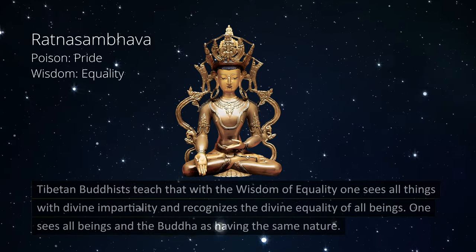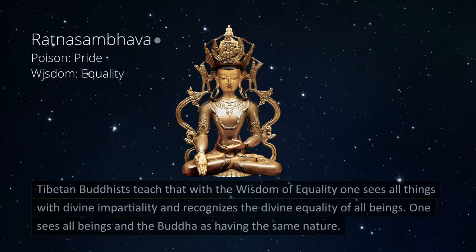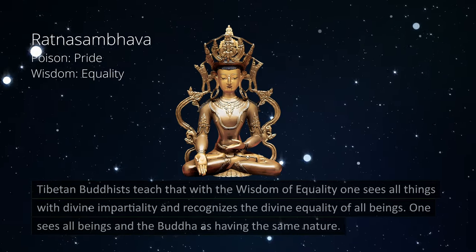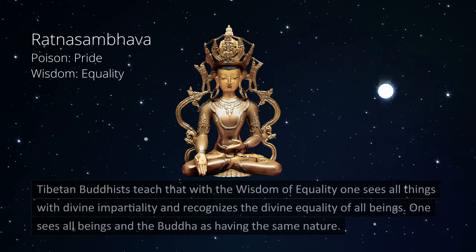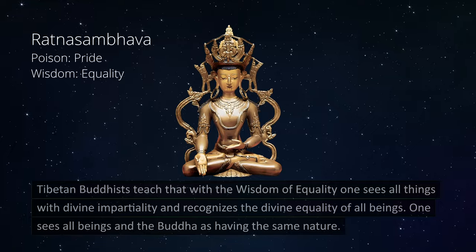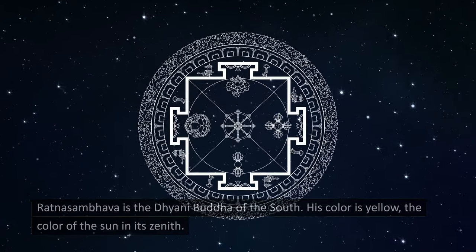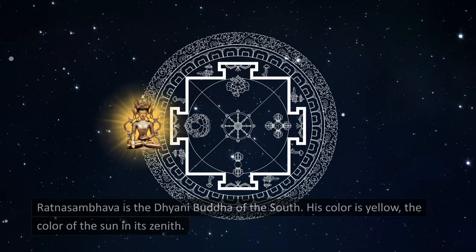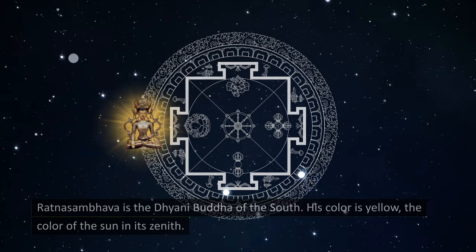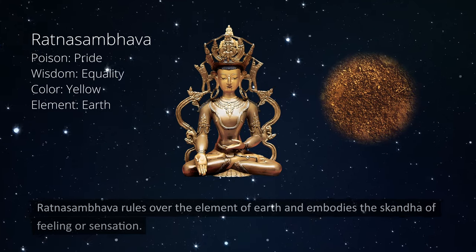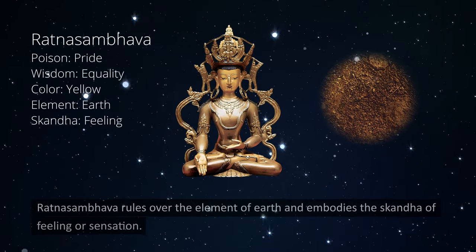Tibetan Buddhists teach that with the wisdom of equality, one sees all things with divine impartiality and recognizes the divine equality of all beings. One sees all beings and the Buddha as having the same nature. Ratnasambhava is the Dhyani Buddha of the south. His color is yellow, the color of the sun in its zenith. Ratnasambhava rules over the element of earth and embodies the khanda of feeling or sensation.